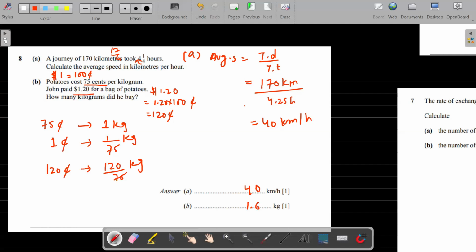I think you use 75 ratio 1, and here it will be x, then it will be 120. Like that, Fatma, you do? Yes, miss. Cross multiply, isn't it? Yes, miss. Okay, you can use your own method.